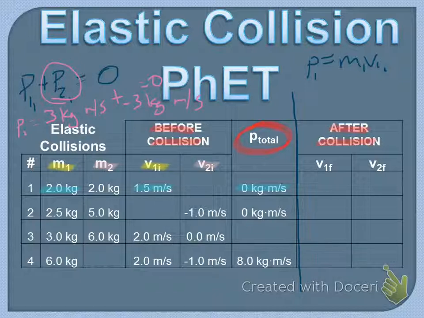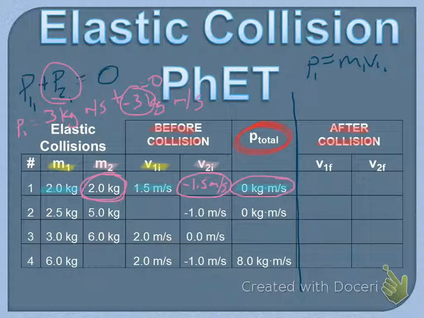So we need this right here to be a number that when multiplied with 2 kilograms will give us negative 3 kilograms meters per second. So just like 1.5 meters per second times 2 kilograms gives us positive 3, negative 1.5 meters per second times 2 kilograms will give us negative 3 kilograms meters per second. So now we have our 0 kilograms times meters per second.